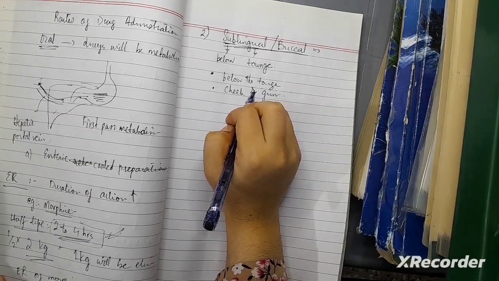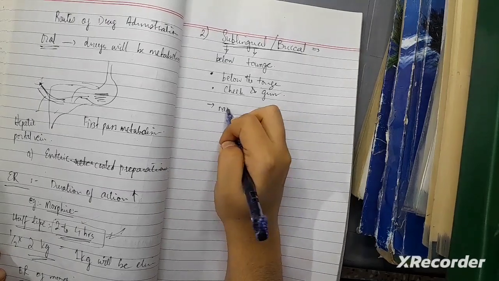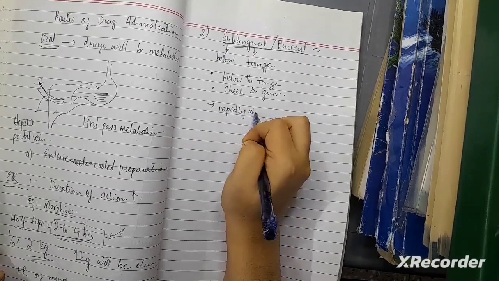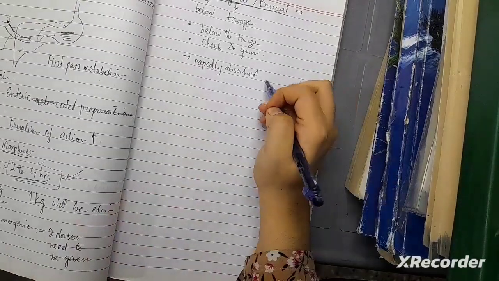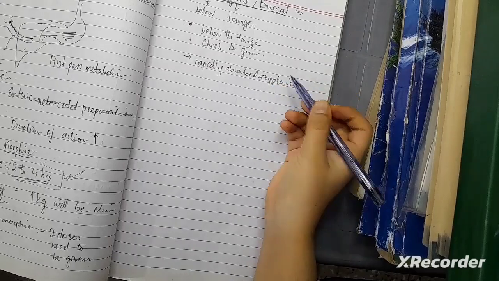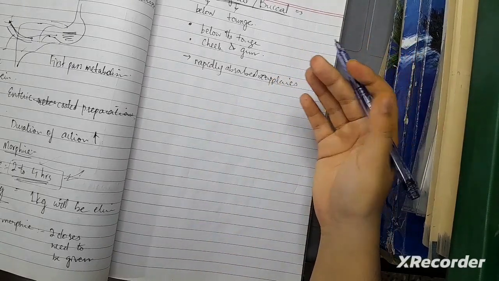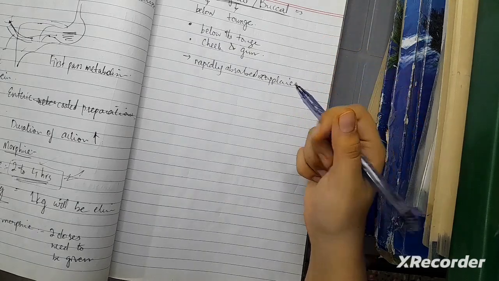Why? Because they are rapidly absorbed. What are the advantages? They are rapidly absorbed. And why is that? Because our mouth contains very small, very minute capillaries. So this allows for diffusion, and this really helps in the exchange of materials, right? So these drugs are absorbed very quickly.